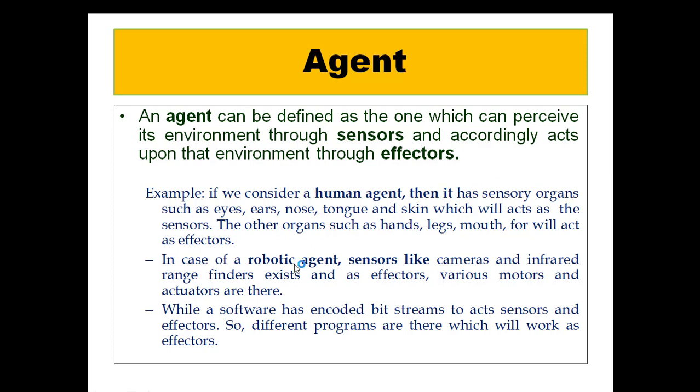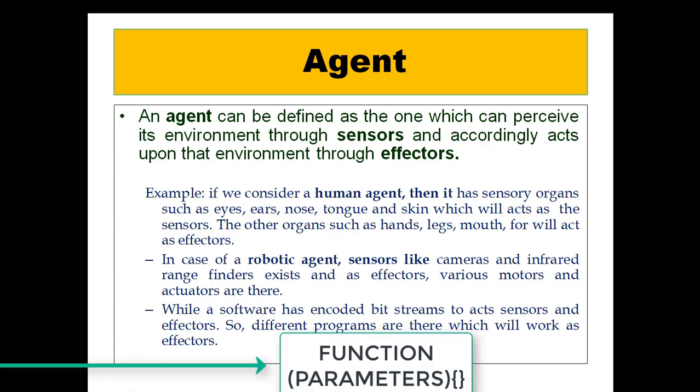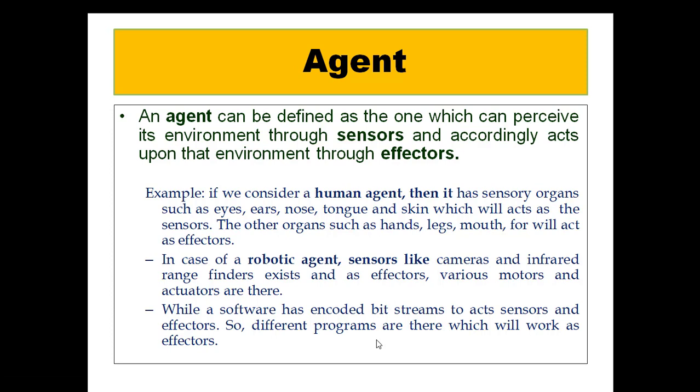But in case of robotic agents, sensors will be like cameras, infrared range finders, and then effectors will be different motors, actuators for a robotic agent. Similarly, in case of software, it has some encoded bit streams to act as sensors and effectors too, because with some programs, some work will be done, and in that program, through some parameters, we provide the input, and inputs are the information. So these parameters are acting as sensors for that program. Clear? So I hope this concept of agent is clear to you now. The agent consists of two important things, sensors and effectors.